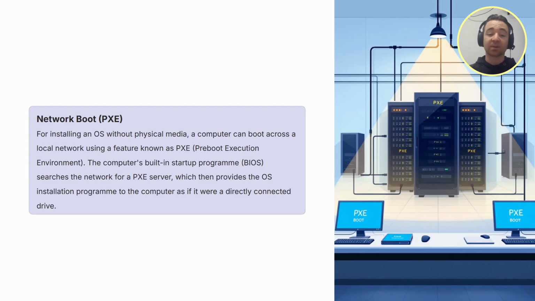The PXE is pronounced PXE. So what this means, right, is we're installing an operating system without any physical media, not a drive, not a USB stick. The computer can still boot across a local network. They don't need a physical drive. You can boot across a local network using a feature known as PXE. What that stands for is Pre-Boot Execution Environment. Let's break that down, right? Before we keep reading. So what that means is you don't need a physical drive or a USB stick. You can access a PXE server, but the catch is it has to be on the local network, right?